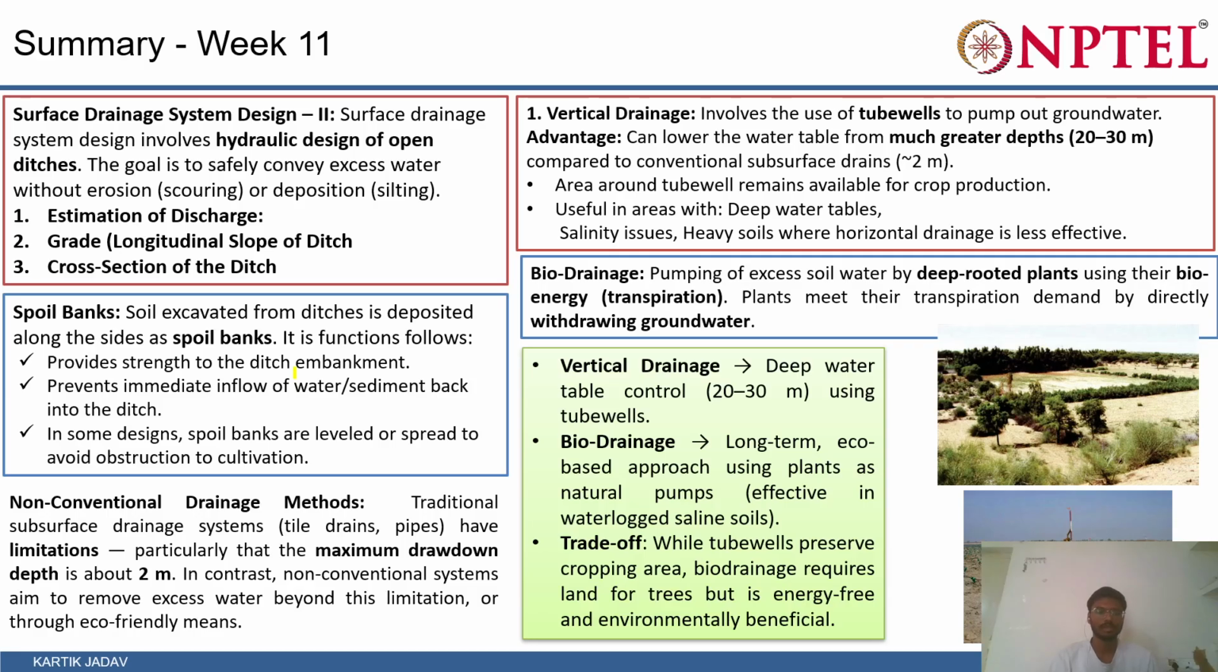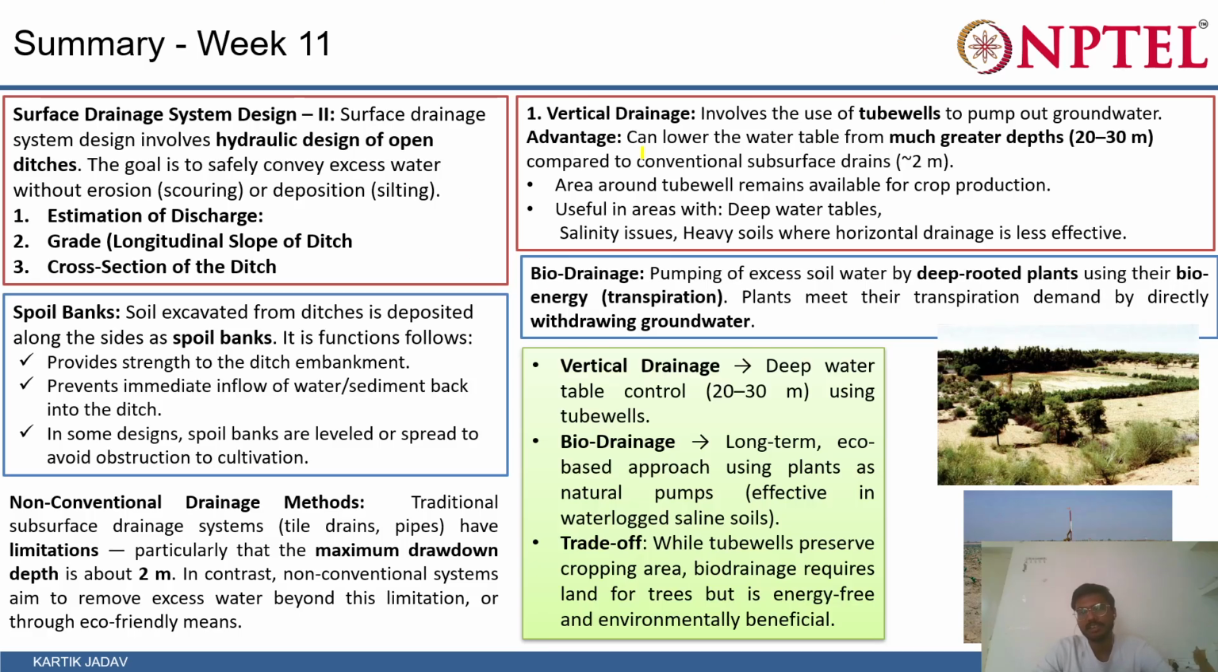So not tile drainage, but mole drain. Yeah, so these are the non-conventional methods, because traditional subsurface drainage systems have a limitation: the maximum drawdown depth they can achieve is about 2 meters. But in the case of non-conventional systems like vertical drainage, we are aiming to remove excess water beyond that limitation. So it can go maybe up to 10 meters, 15 meters, depending on what kind of plant we are using.